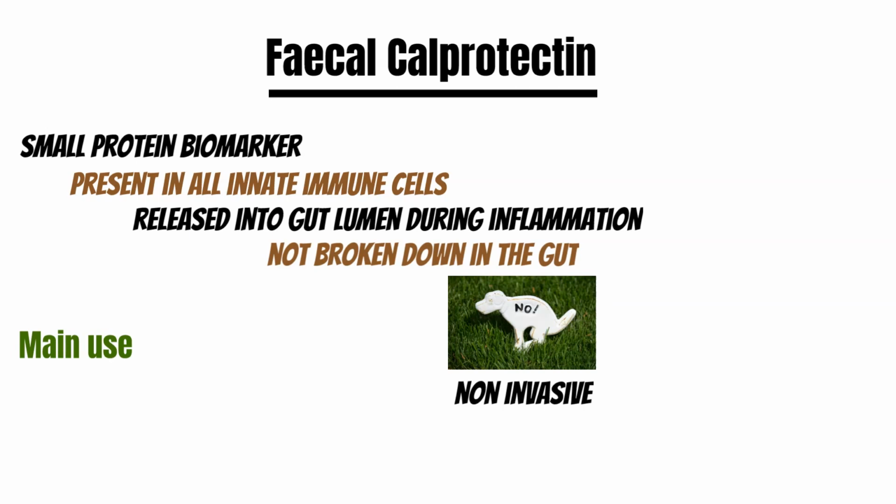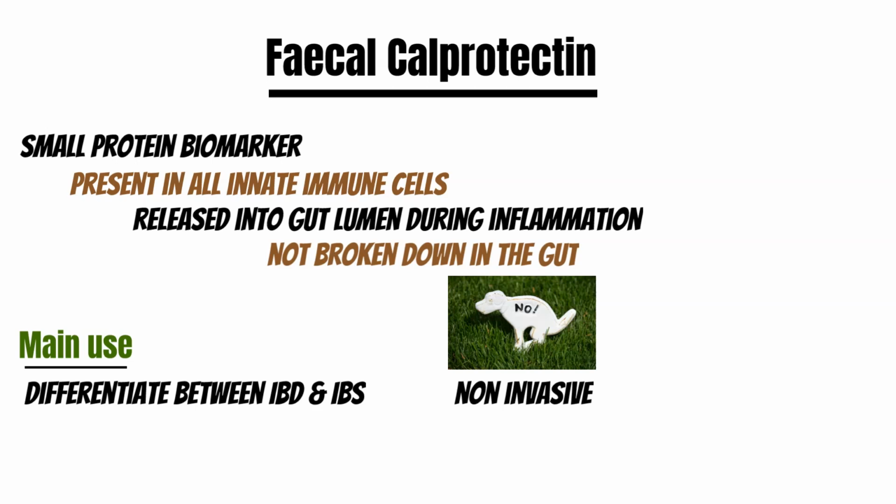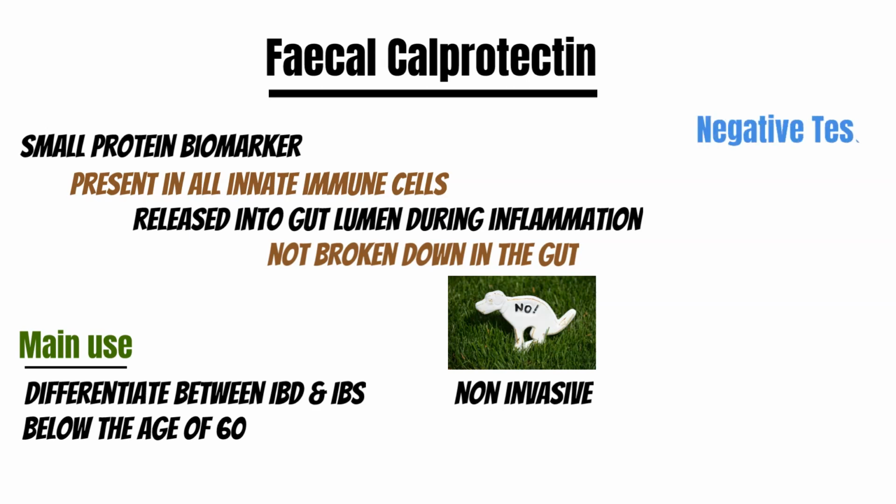What is the main use of fecal calprotectin? So as alluded to earlier on in the video, the main use of fecal calprotectin is to differentiate between IBD and IBS. So we have somebody that's come in with some of those symptoms from a second ago, and we're thinking, is it this or is it that? Well, let's do the fecal calprotectin and see what's going on. So the main use is to differentiate between IBD and IBS below the age of 60. If it's above the age of 60, we're going to do something else. Look at the other video on colorectal cancer if it's above the age of 60. But if it's below the age of 60, this is what we're doing.